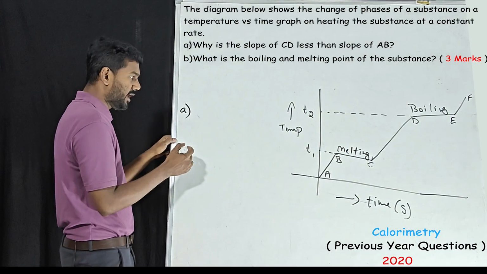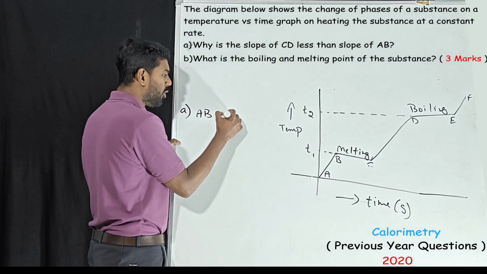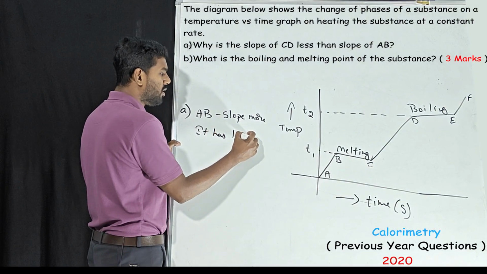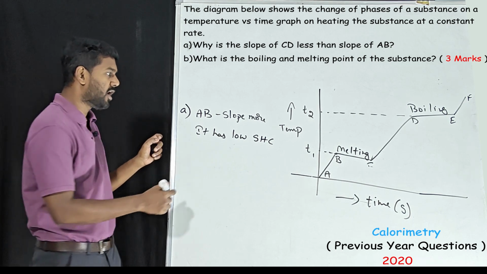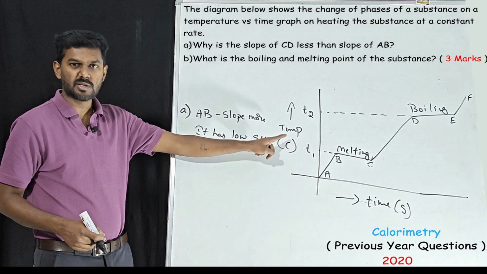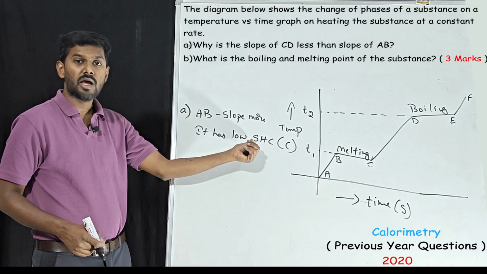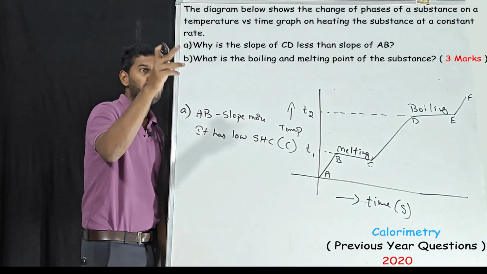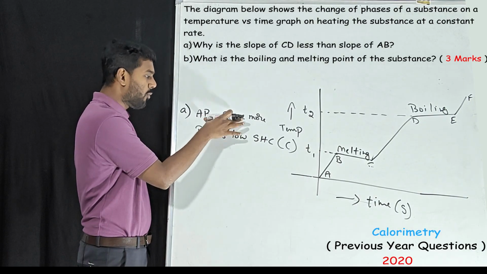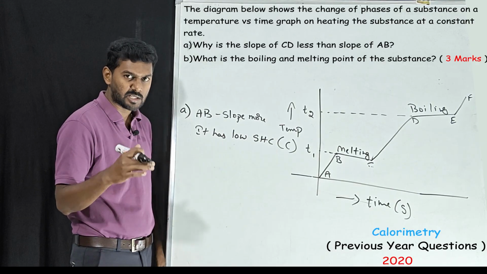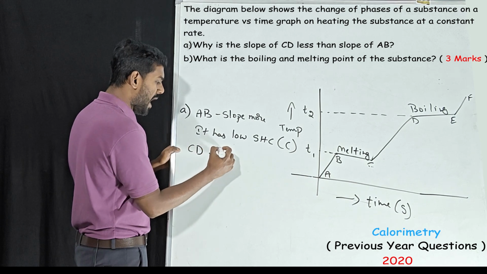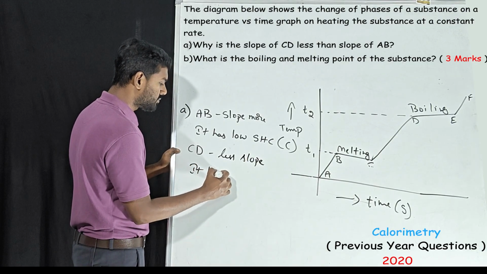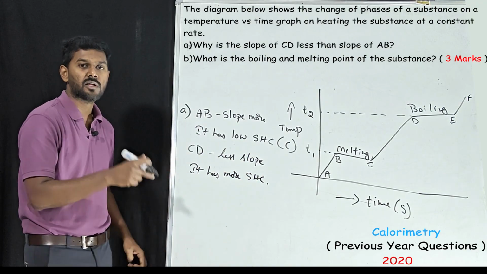So the answer for sub question A, AB. AB slope is more. Correct. Slope is more because it has low specific heat capacity. Low specific heat capacity, or capital C. Capital C is the symbol for specific heat capacity. You should never use symbols or these short forms in the sentence. Always you have to write it in expanded form. AB has more slope, that is given in the question. Why is slope CD less than AB? That means AB slope is more. Why? Because it has low specific heat capacity. If the specific heat capacity is low, slope will be more, and the CD has less slope. Correct? Less slope because it has more SHC. Keep this in mind. This is the reason. This is very, very important.